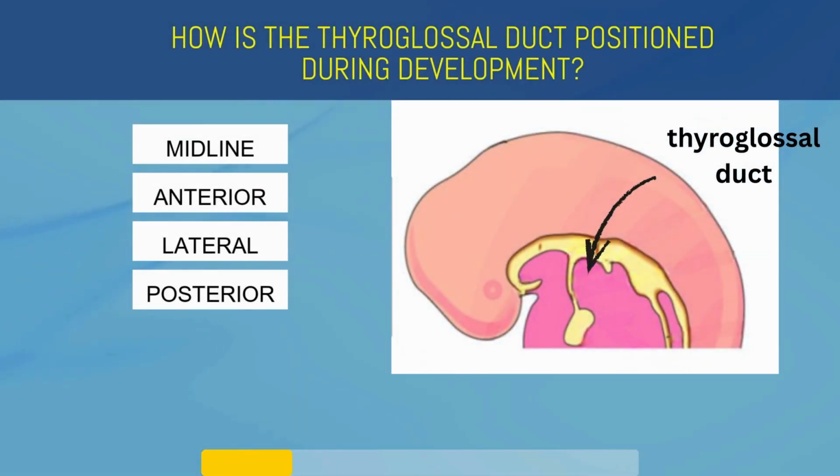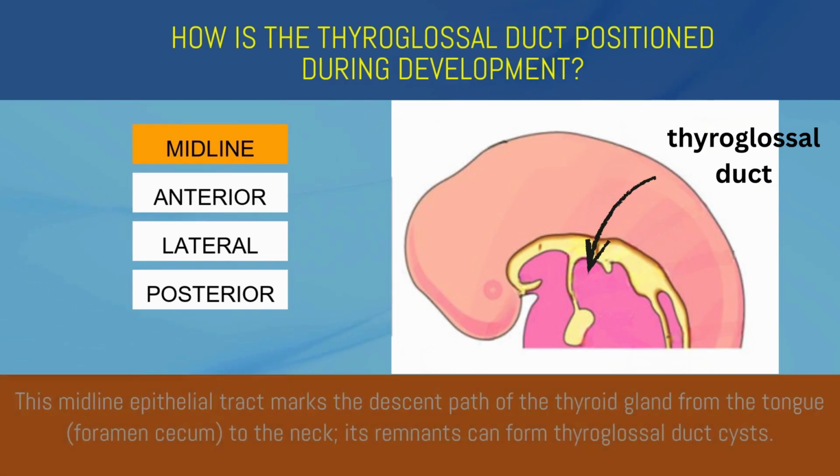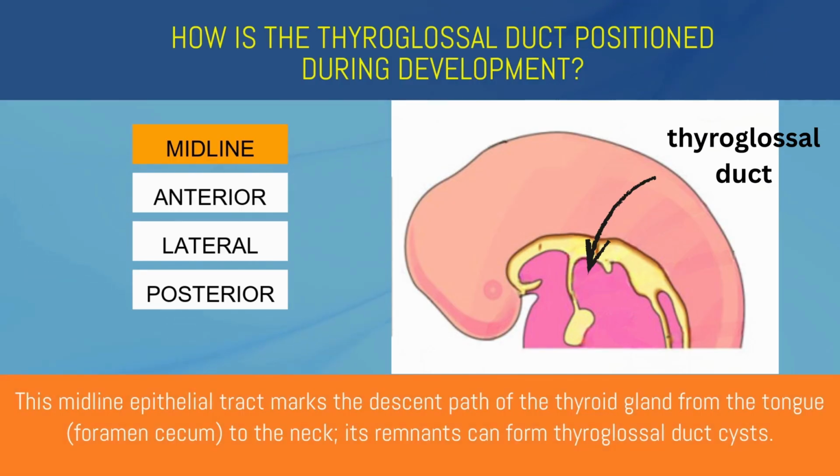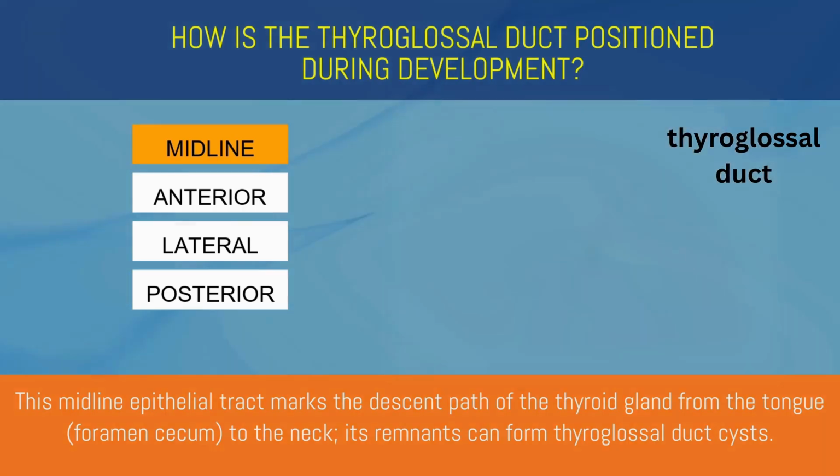How is the thyroglossal duct positioned during development? Midline, anterior, lateral, or posterior? Midline. This midline epithelial tract marks the descent path of the thyroid gland from the tongue to the neck. Its remnants can form thyroglossal duct cysts.